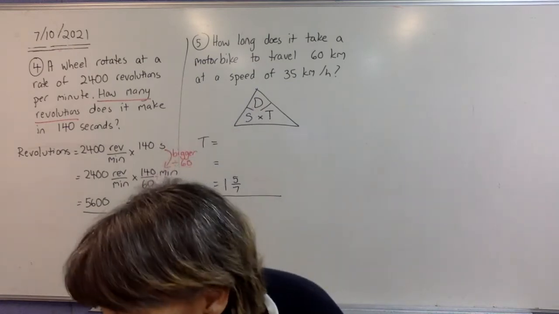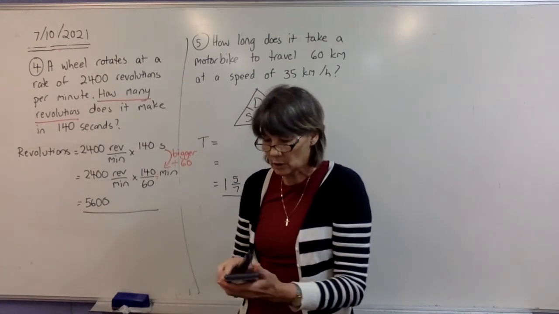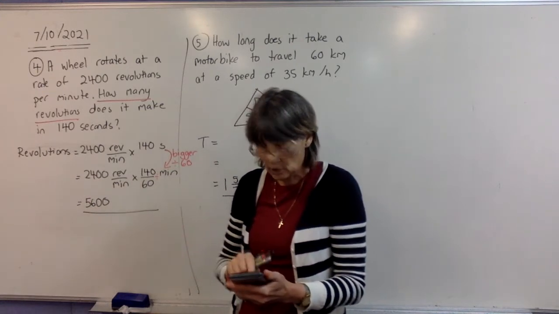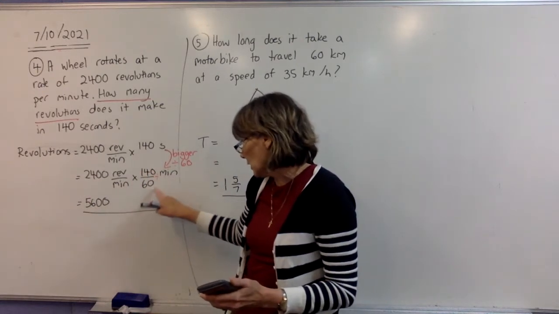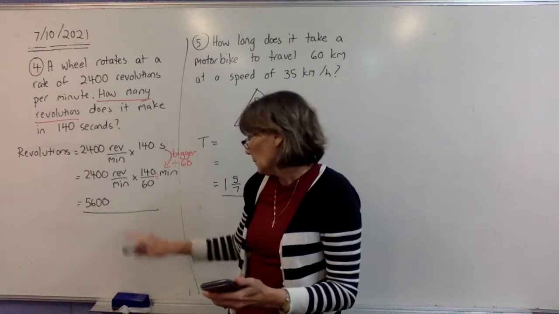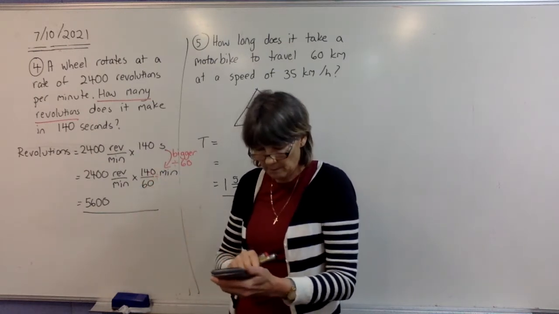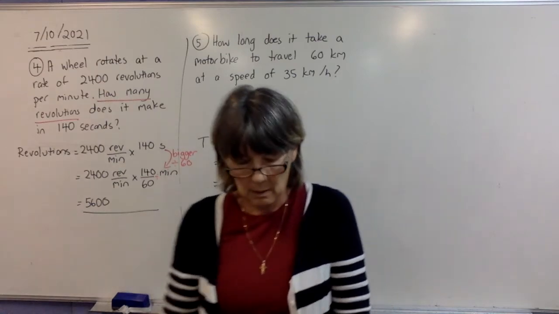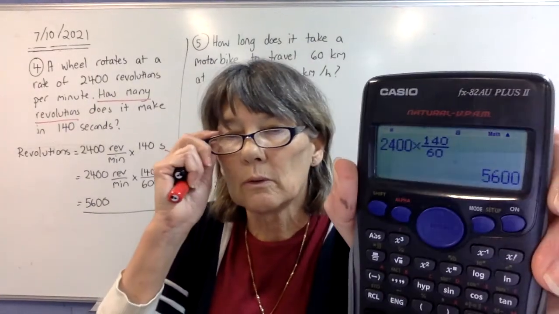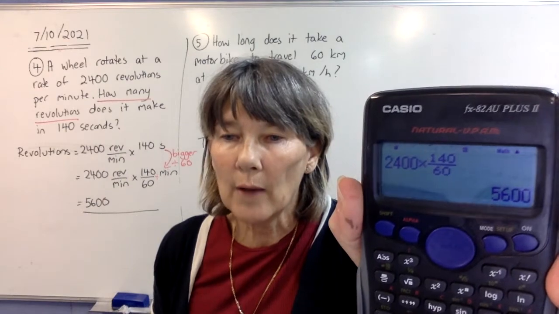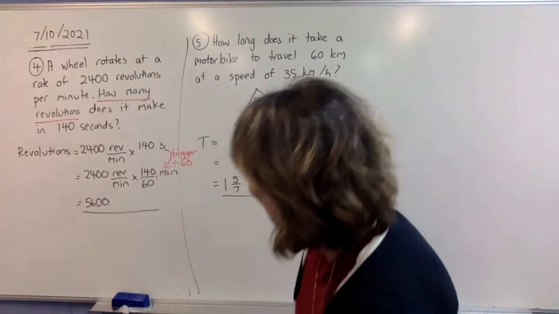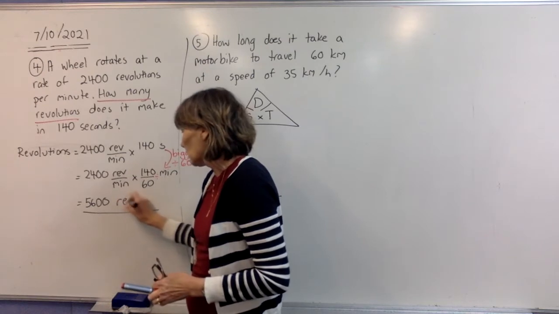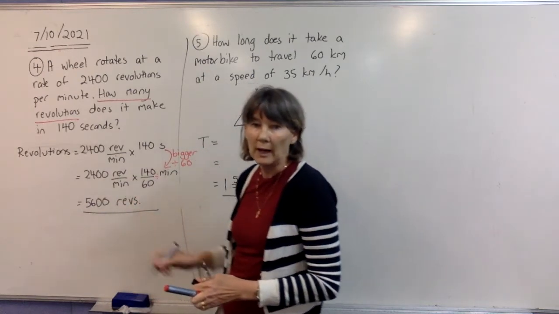So then when you go to your calculator, we're just going to type in exactly what this says. 2,400 times fraction key, 140 on the top, down arrow, 60 on the bottom, and press equals. So it'll look like that, and we get 5,600, and we're finding the number of revolutions, so you can write revolutions, or you can just write revs if you like.